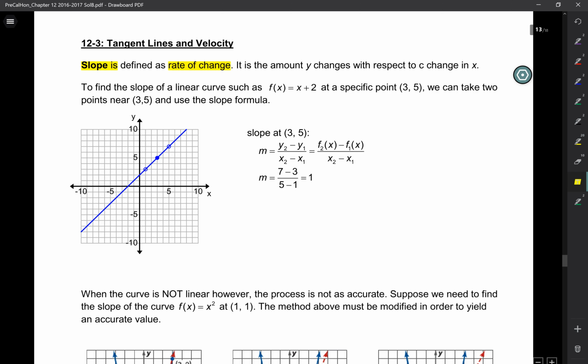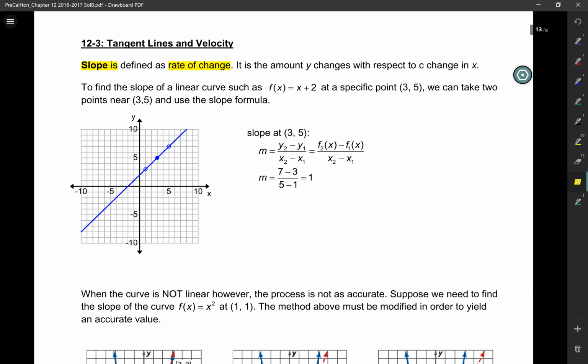So basically, if something is changing over time, let's say, your speed is changing over time. Your distance is changing over time. Your grades are changing over time, okay? How quickly the change happens or how slowly the change happens is your slope, all right? So basically, it's the rate of change.